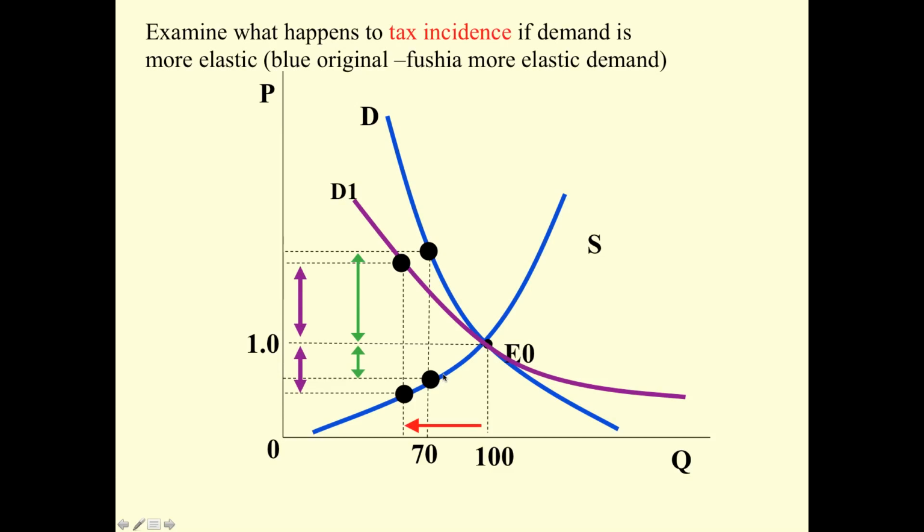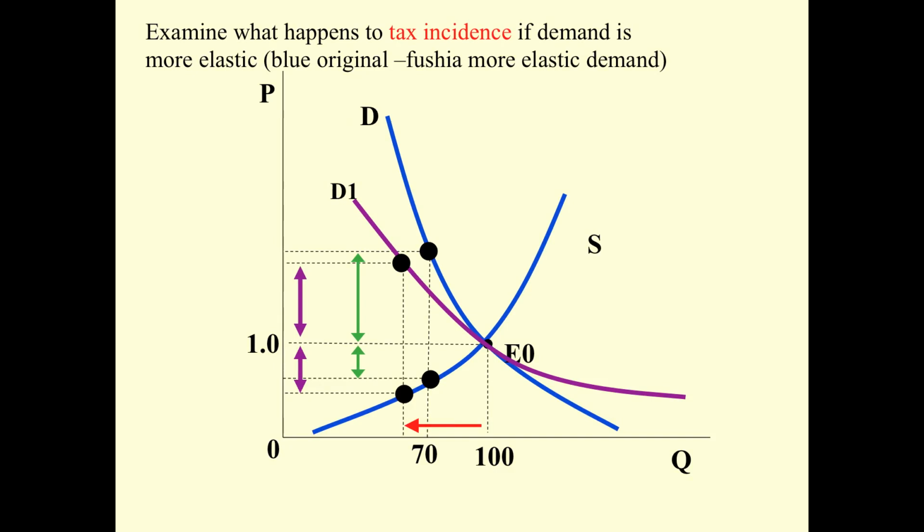But what happens here? This distance is $1, right? This distance is $1. So now we have to find the same distance, this equal distance between the fuchsia demand curve and the blue supply curve. Well, you have to march a little bit over to the left to get that distance between the demand and the supply curve. So what happens? We get an even greater market distortion. So the market shrinks by more than 30 units because of this tax.